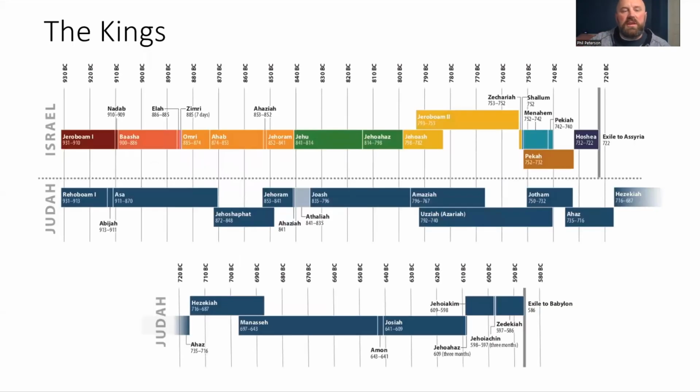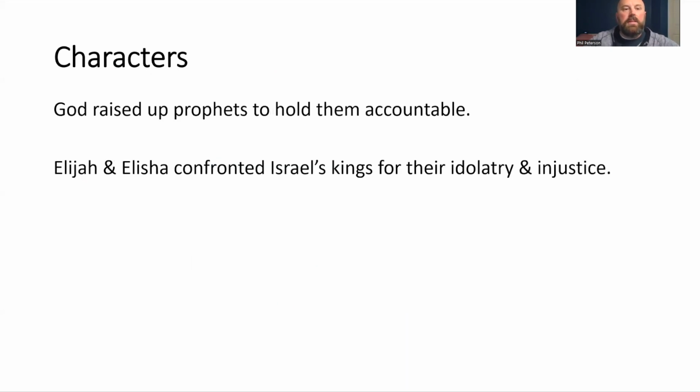And so again, here are the kings that we're reading about. And really, when we think about some of the brighter spots, it's in the bottom part of Judah with Hezekiah and Josiah. They really bring to light some hope. Unfortunately, it wasn't enough leadership to change the course to exile. But here we are. For each king, God raised up prophets to hold them accountable.